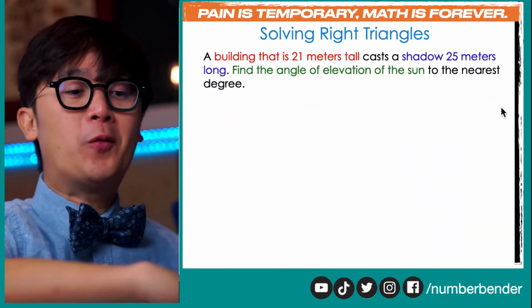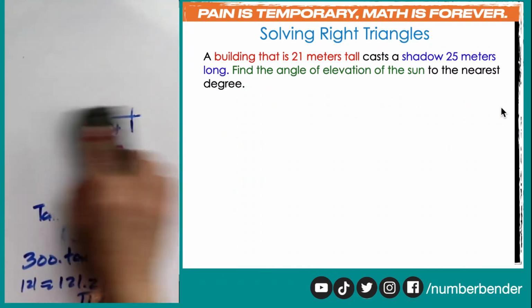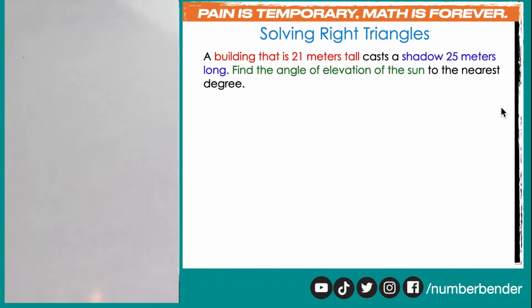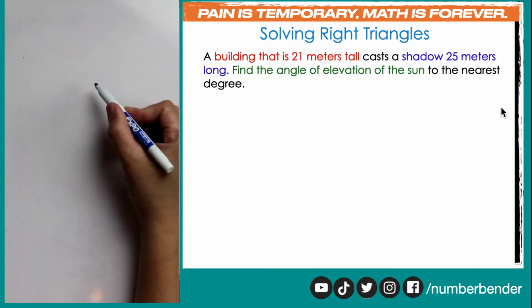So we're going to draw our right triangle here because unfortunately the diagram is not given, so we need to visualize what is happening here.